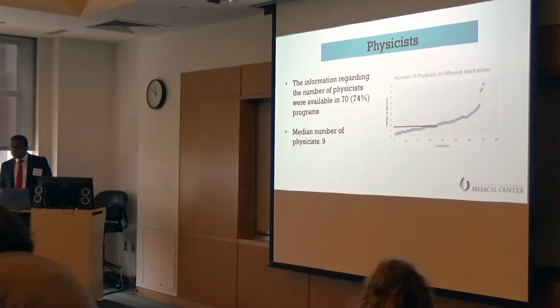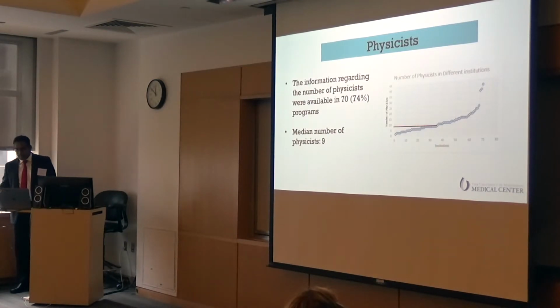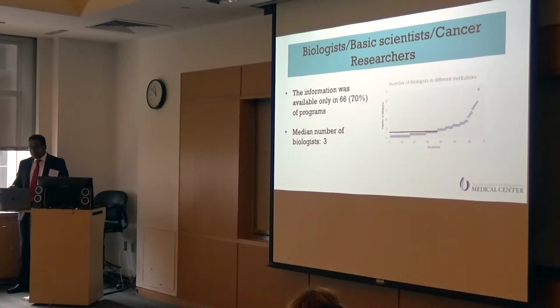Then moving on to the physicists, number of physicists, the data was available in 74% of the programs. And the median number was 9. You can see a similar graph here, and you can see the wide variation in number of physicists across the country. Then biologists, I did not want to use the word radiobiologist because most of the programs define them as biologists, basic scientists, or cancer researchers. And the information was available only in 66 programs, 70%, and the median number was 3. You can see the wide variation here.